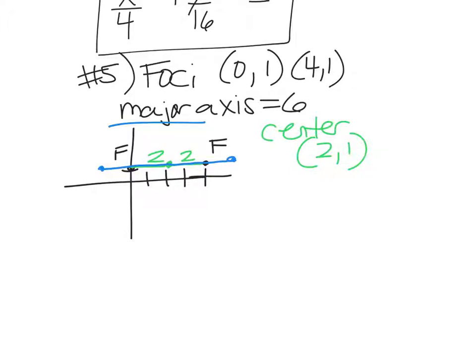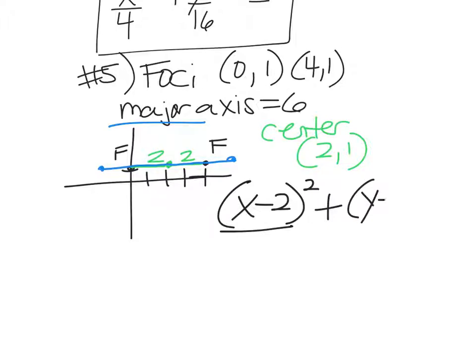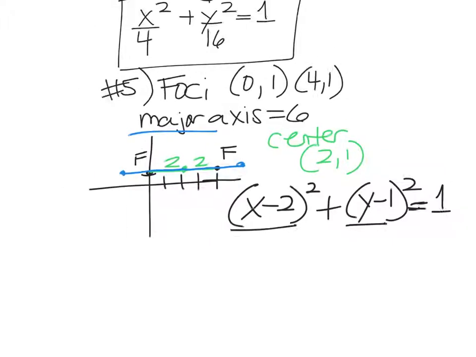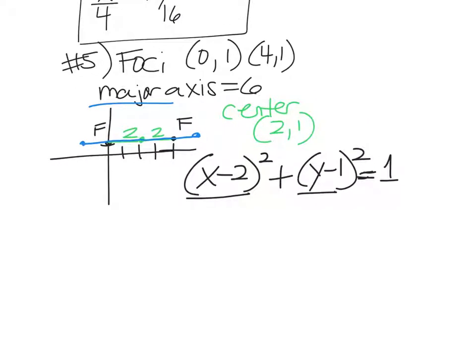I don't know how far up and down yet, but I can figure that out in just a minute. All right, so here we go. We're going to write (x - 2)² + (y - 1)² = 1. So you'll get points for whatever you can do. If you mess up on the whole thing and you put the center in correctly, you'll get some points for that. Okay, now from the center, we said that left and right was a distance of 3.